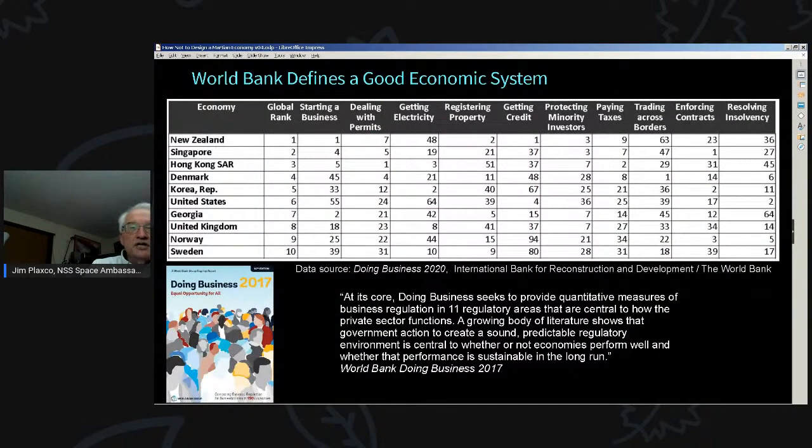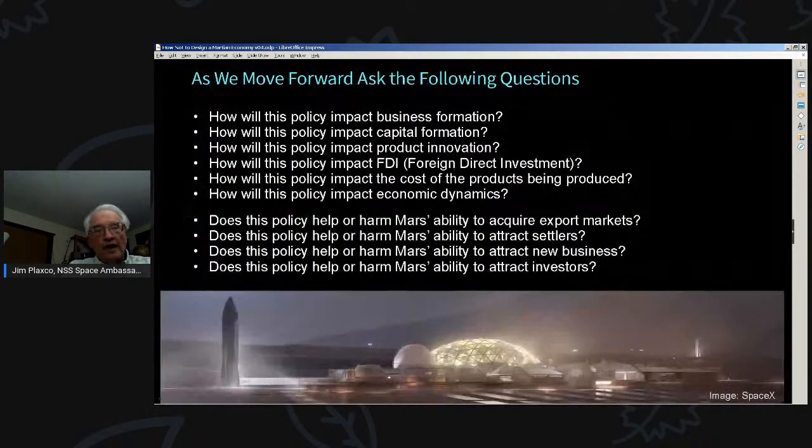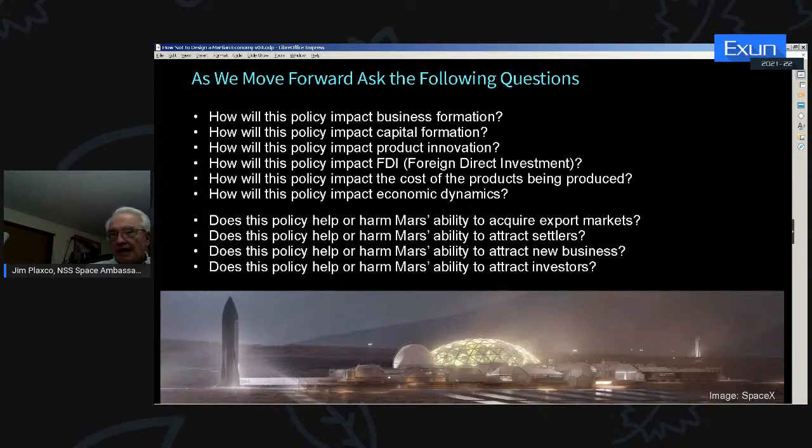Another useful source of information is the World Bank's annual Doing Business report, which rates economies based on their regulatory environments, and specifically that environment's impact on the ability of businesses to form and operate. So as I go through the rest of my presentation, I'd like you to consider these questions, have them in the back of your mind with respect to the points I'll be making. And I would simply summarize these questions into a single question that asks, will this policy make for a more or less sustainable Martian economy?